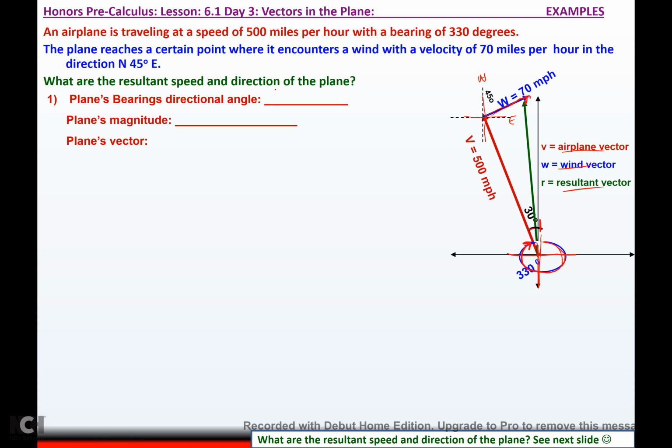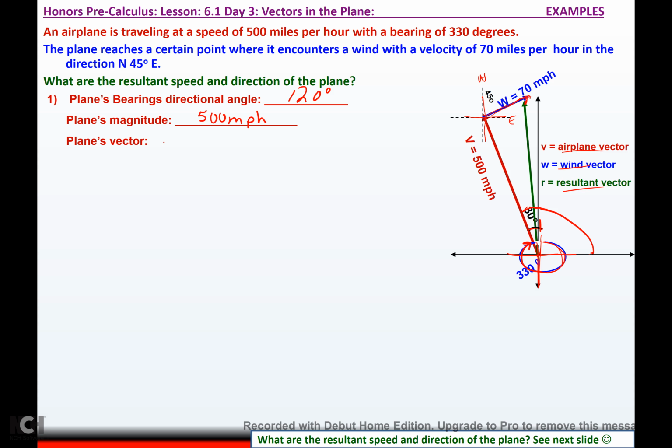330 degrees, right? So if I do right here, there's going to be 30 from zero. I'd go from here to here is 30, 90, plus 30 more would be 120. So your direction angle is 120 degrees. The plane's magnitude is its speed, which is 500 miles per hour.